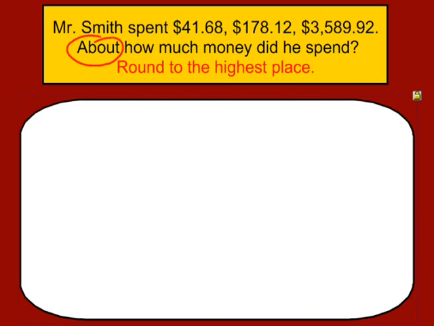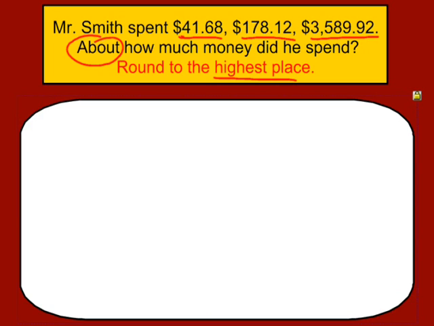Well, there's so many different ways that we could round this. Some people might choose to round it to 40. Some might choose to round it to 42. Some might choose to round this to 200 or 180 or 178. Some people might round this number to 4,000 or 3,600 or 3,590. So there are so many different combinations and ways that you can estimate. So sometimes what I'll ask students to do is to round to the highest place.